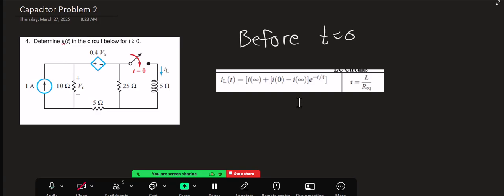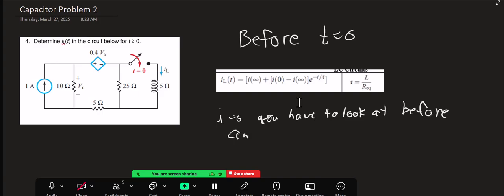In order to get I at 0, you have to look at before any switch action. The same is true for a capacitor. To find the voltage for a capacitor, you have to look before switch action.